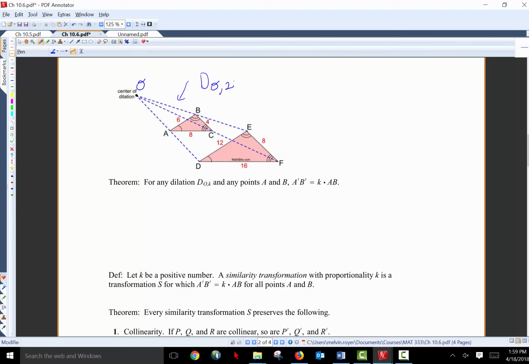Nobody said that had to happen. The dilation itself just said the distance of every point from the origin was doubling, but it turns out that all distances like this double. And so that's what this theorem is saying. For any dilation with scale factor k, no matter which pair of points I pick, their new places, their images, are k times as far apart as their old places. Let's prove this. It's pretty short.